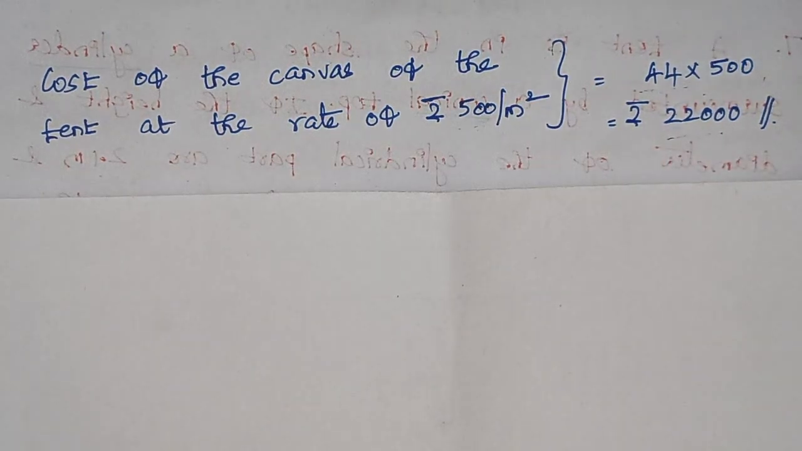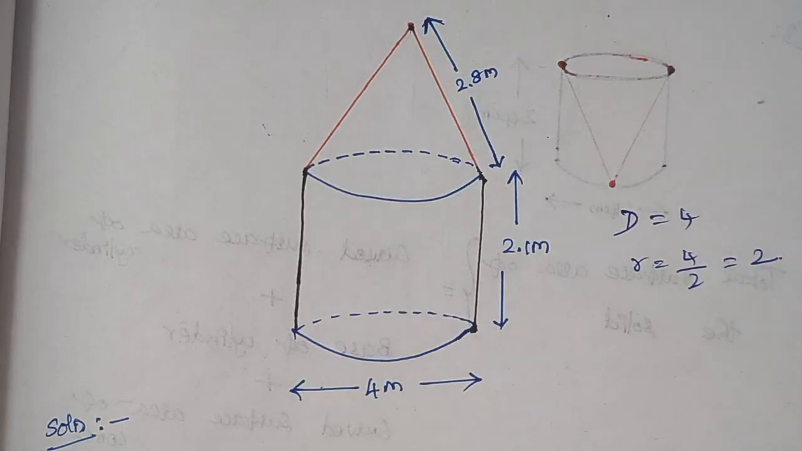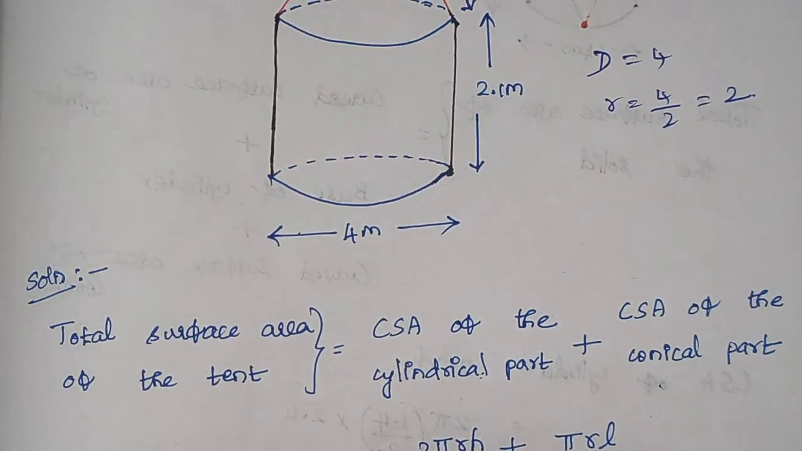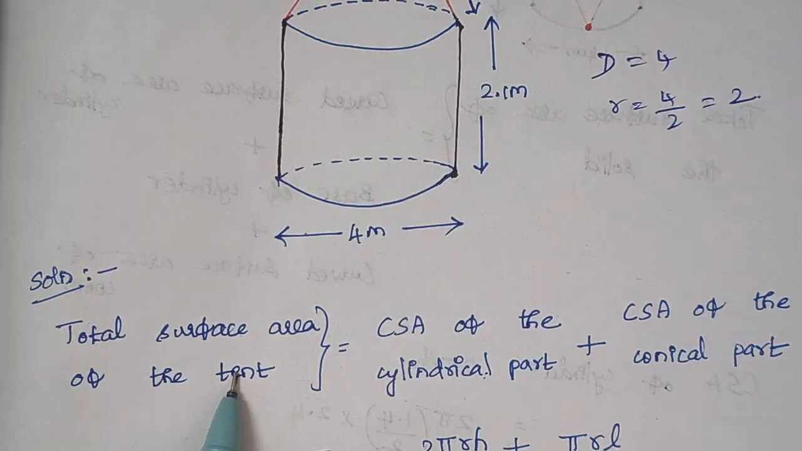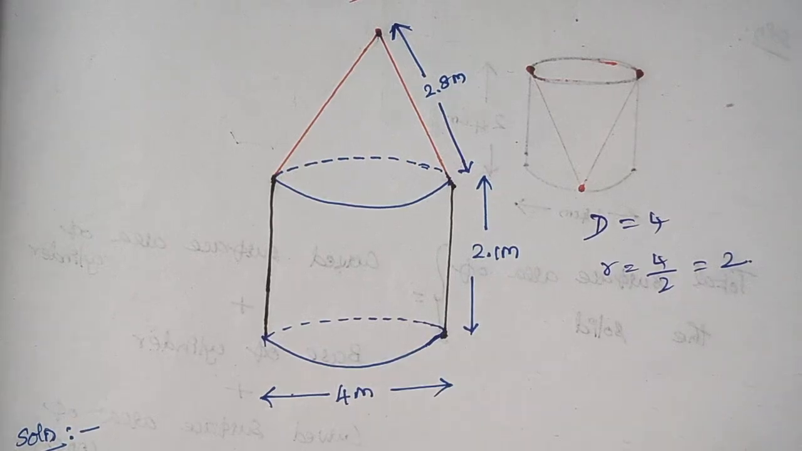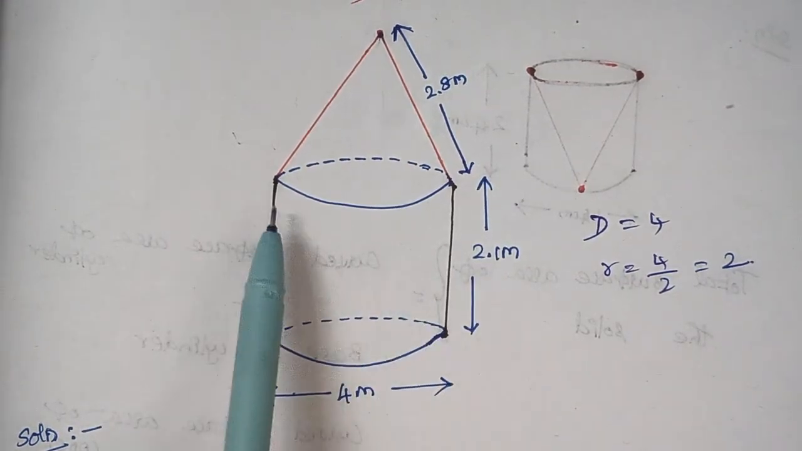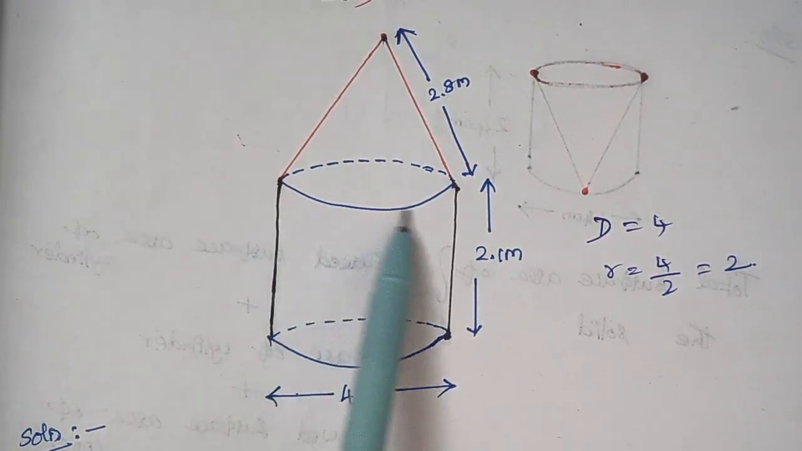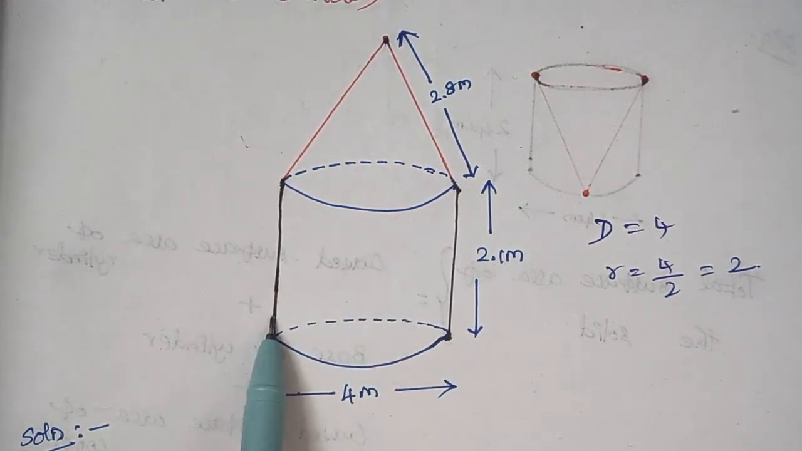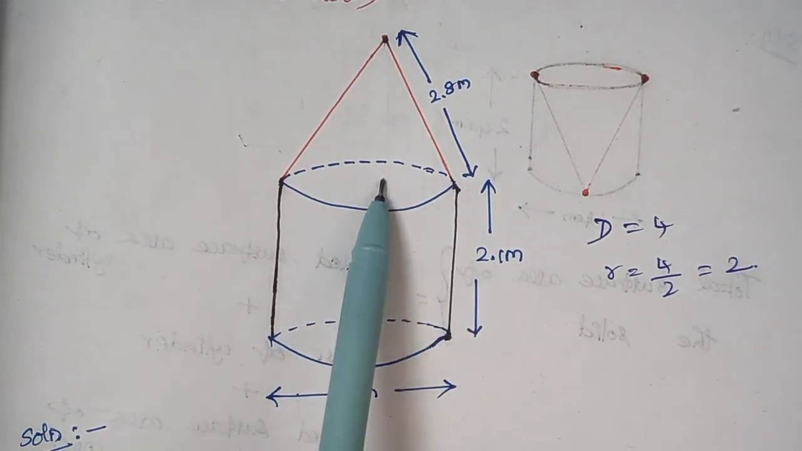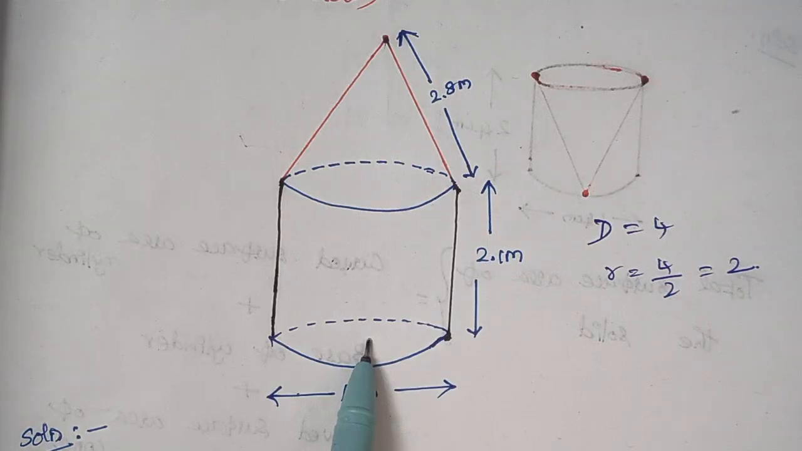Here I need to tell you one thing. We have used the term total surface area. Whenever total surface area is mentioned, listen carefully: you should cover all the things. For a cylinder, you should cover the curved surface area. I believe you know what curved surface area is. This area is known as curved surface area. Apart from this, you have to include the top as well as the bottom. That is the meaning of total surface area.